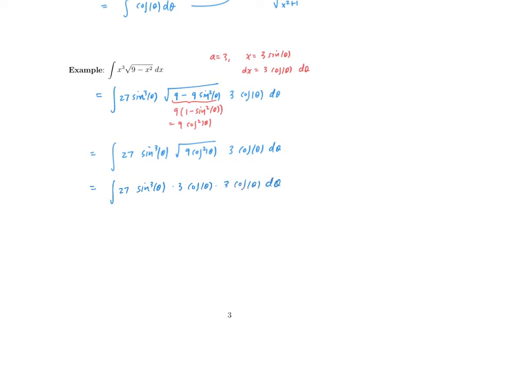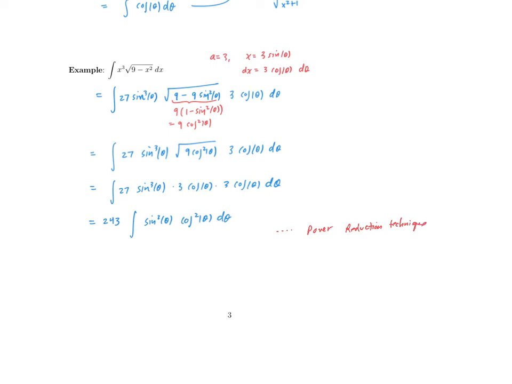Whew. So we have 3 times 3 is 9, and 9 times 27 is going to be 243. And we're integrating sine cubed times cosine squared. This is a very familiar trigonometric integral involving powers of sine and cosine. In fact, the power of sine is odd, so this is an ideal scenario, and we can evaluate this using what we previously referred to as the power reduction technique.